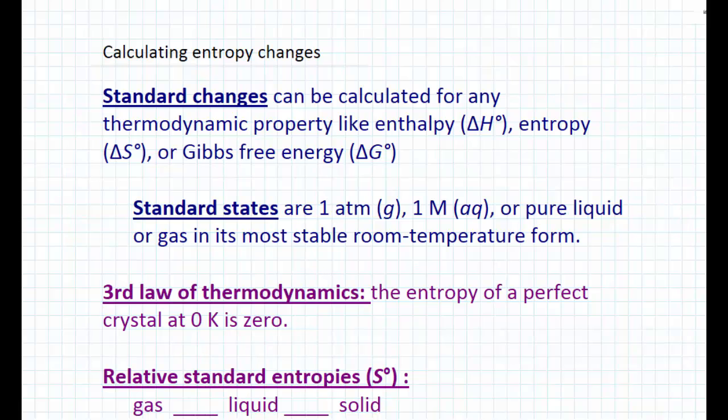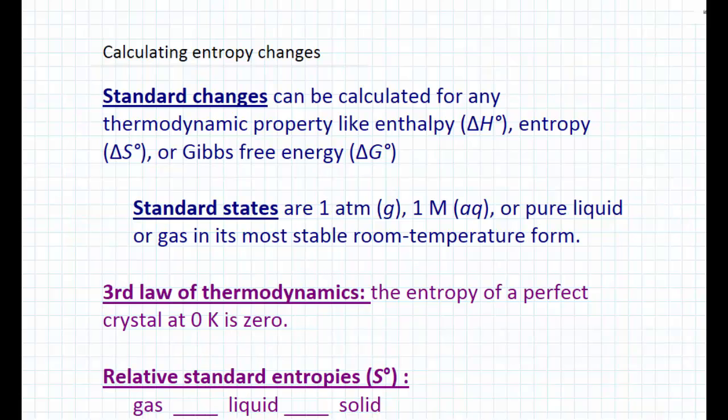Let's talk a little bit about that delta S and things we can do to either get that number or think a little more about predicting whether that's going to be positive or negative. Standard changes can be calculated for any thermodynamic property like delta H, entropy change, or Gibbs free energy change. So we use the little superscript 0 or degree sign. It depends, some kind of little circle or oval superscripted next to the state function just means that we're in standard conditions now.